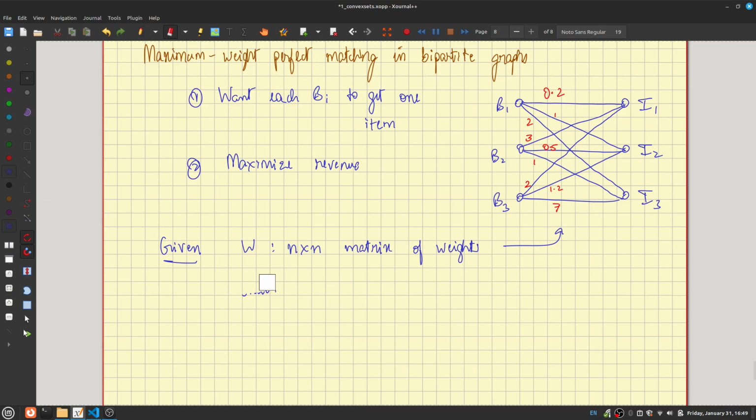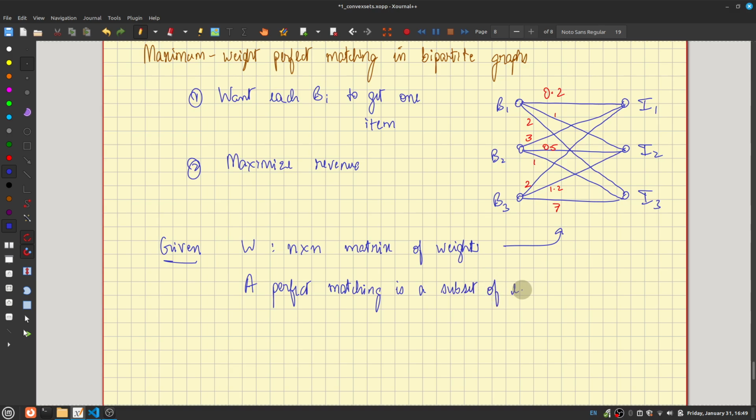So in this context, for a given bipartite graph, a matching or a perfect matching is a subset of edges such that each vertex has exactly one neighbor. All right. So that is what it is in graph theoretic terms.